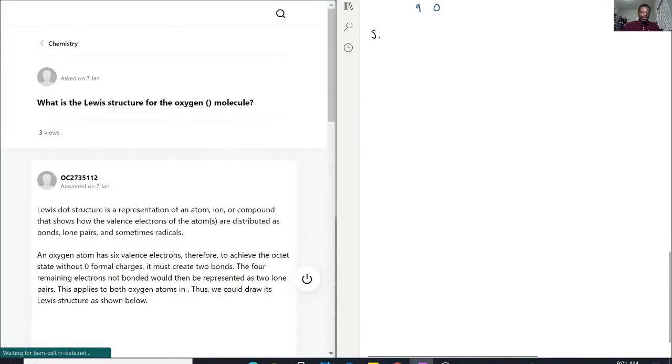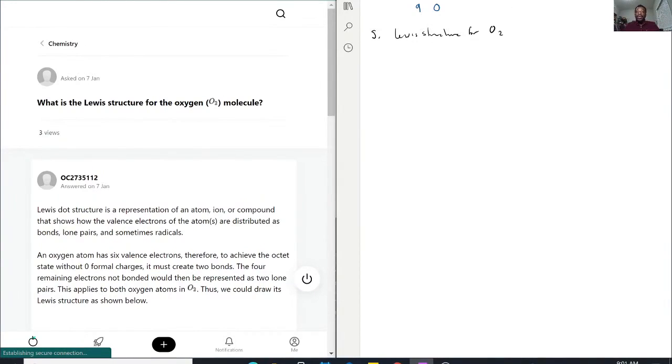For this question, we have: what is the Lewis structure for the oxygen molecule, O2? The reason why the oxygen molecule is O2 and not just O is because in nature, oxygen likes to bond with itself. That is just one example of how nonmetals typically like to bond with themselves to be more stable.